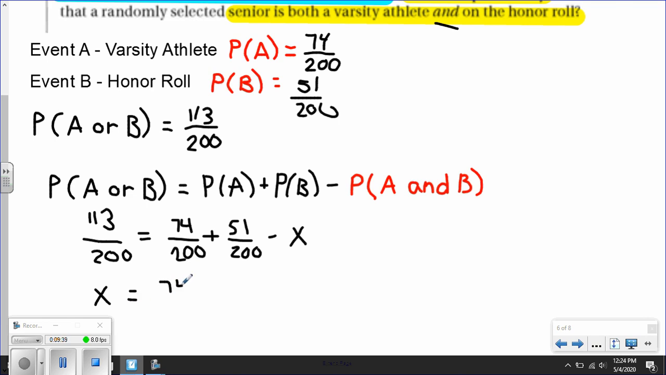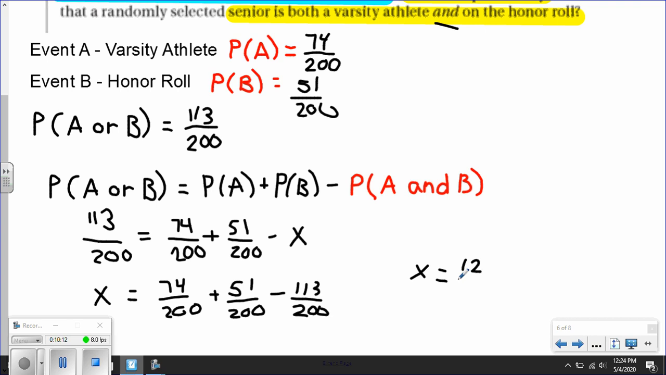So X is equal to 74 divided by 200 plus 51 over 200 minus 113 over 200. So now if we plug this into our calculator, you end up getting that X is equal to 12 over 200. You can leave it like that, or you can simplify to 3 divided by 50. And so that is the answer, and that is the probability of event A and B occurring.